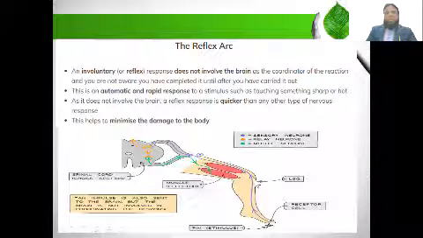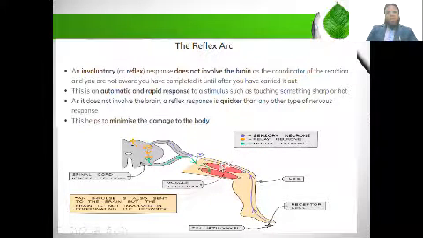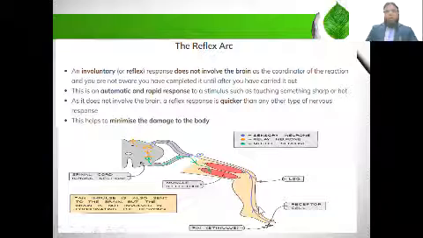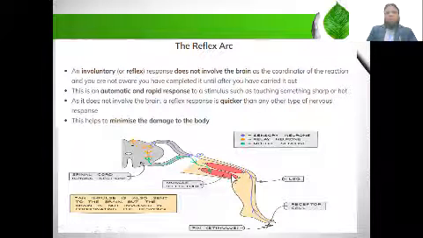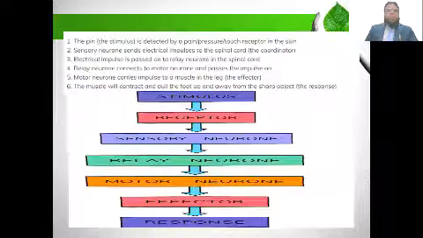As you can see in the diagram, the sensory neuron conveys the message to the spinal cord. Inside the spinal cord there is a relay neuron, and then the message goes to the motor neurons, and these motor neurons are connected to the muscles, and then the response is given by the muscles or the glands.